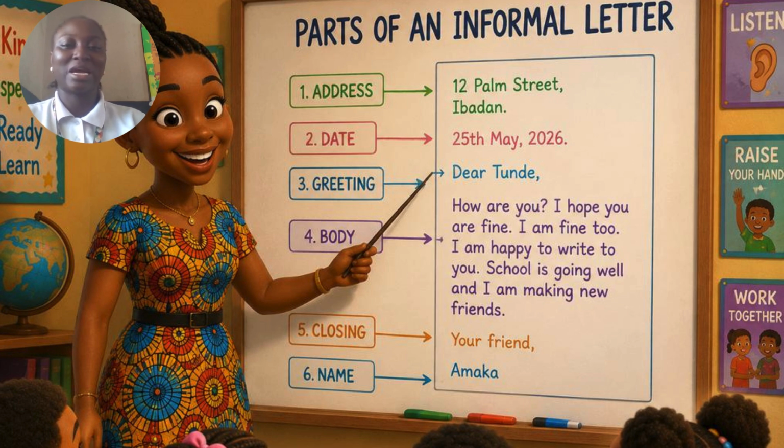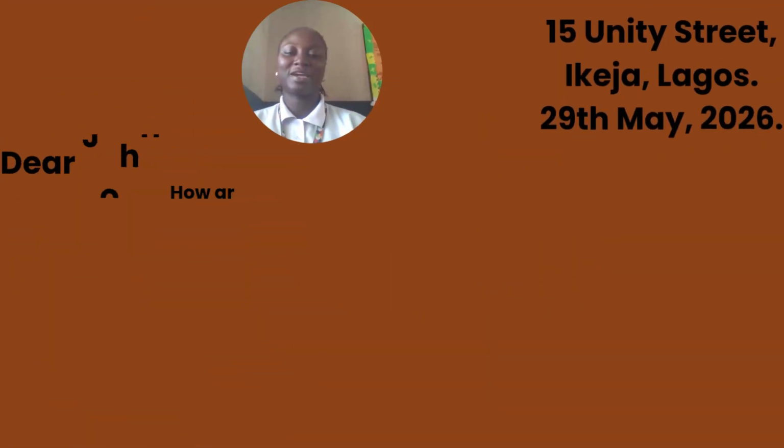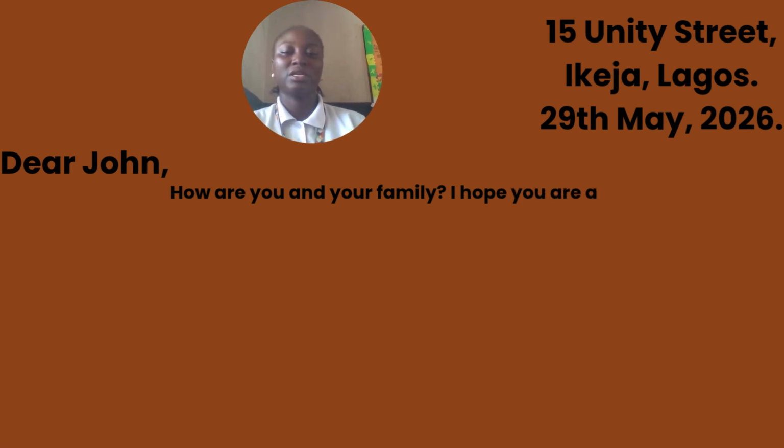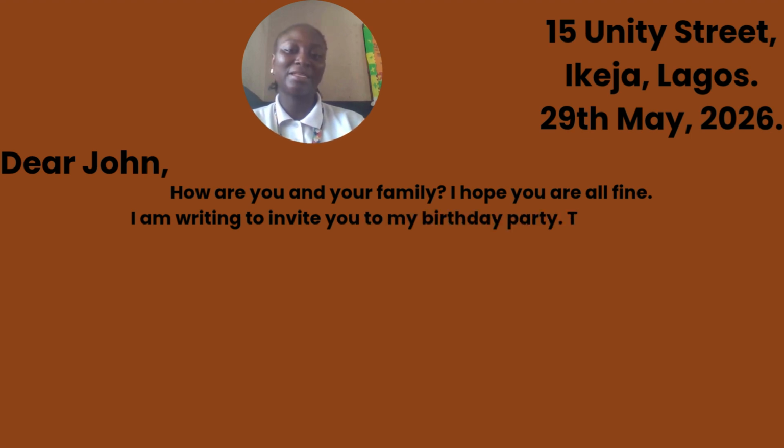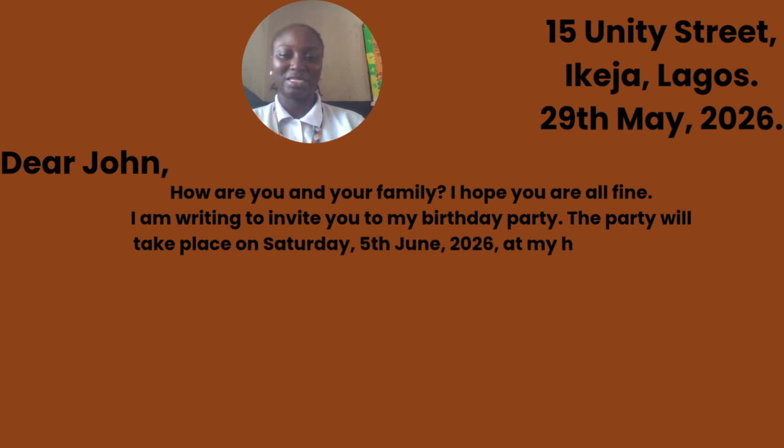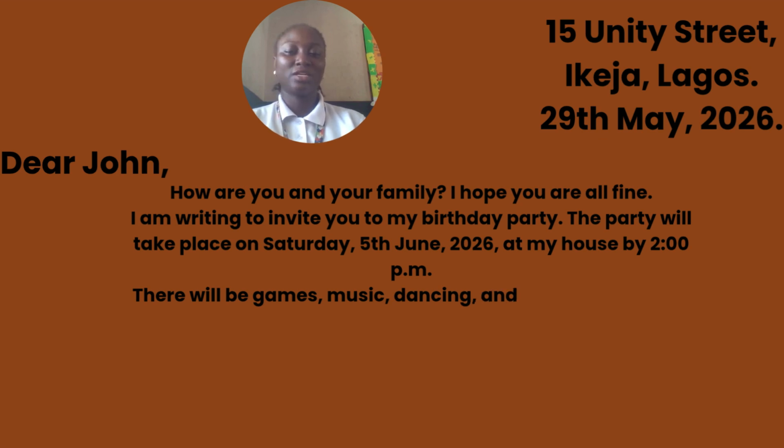So when you're writing a letter, you need to follow these formats when you're writing an informal letter. So let's look at this letter that was written to somebody. We have the writer's address, 15th Unity Street, Ikeja, Lagos, full stop. Make sure you punctuate your address properly. Then the date, which is the 29th of May 2026, full stop. Then we have the greeting or the salutation. I'm writing to John, so: Dear John.